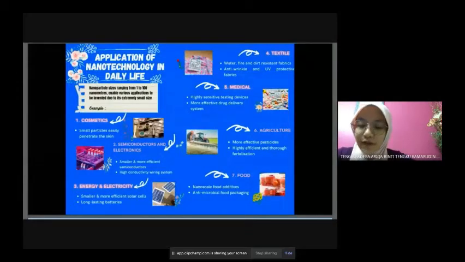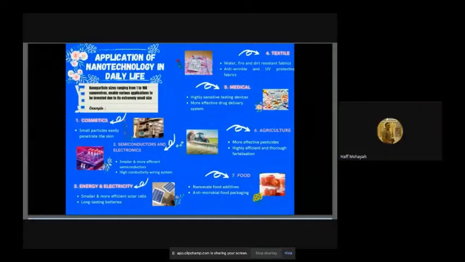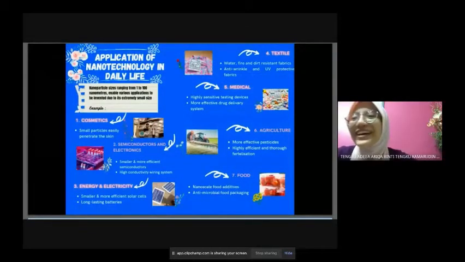Nanoparticles provide more effective pesticides and highly efficient fertilization. Ejaan fertilization tu salah tu dah. Oh, yeah. That's right. Nanti kita tahu betul.